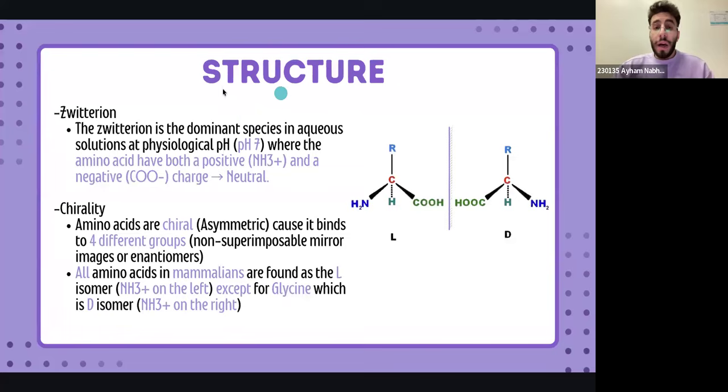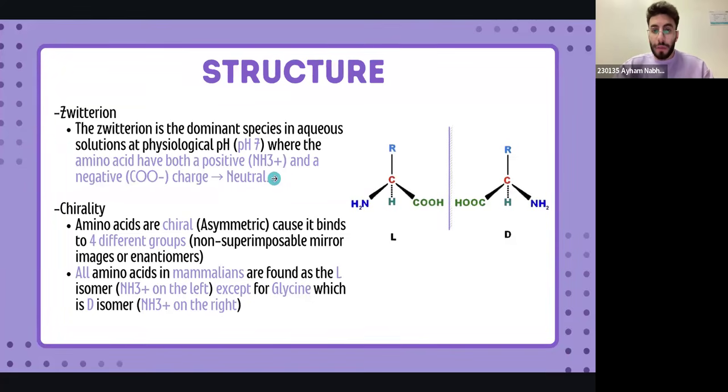So the structure of amino acid is called Zwitterion. Okay, the Zwitterion is the dominant species of each amino acid in aqueous solutions at the pH of 7, which is the physiological pH. What does Zwitterion mean, aslan? It means that we do have a positively charged structure and a negatively charged structure of the amino acid. Those would cancel each other, making the amino acid neutral. So as it's written here, the amino acid has both a positive and a negative charge, which makes it neutral.